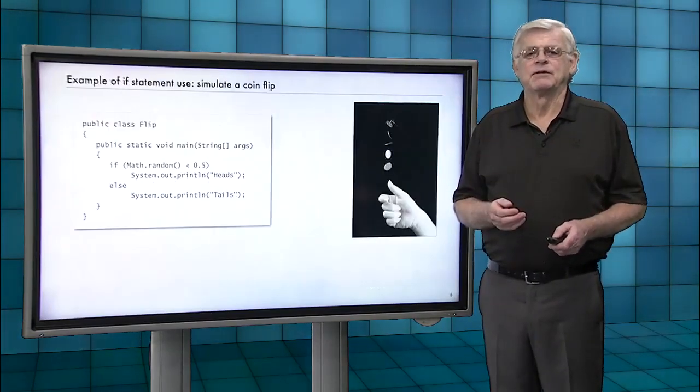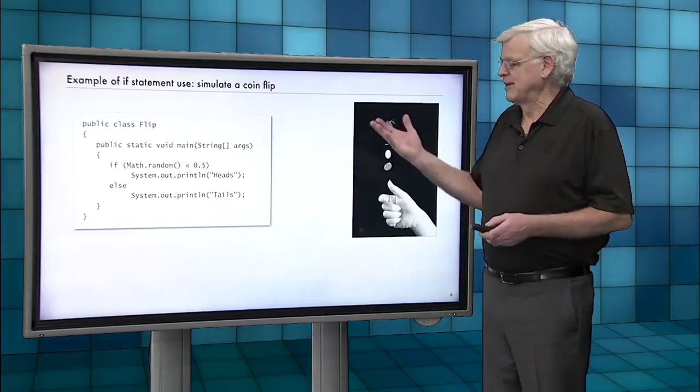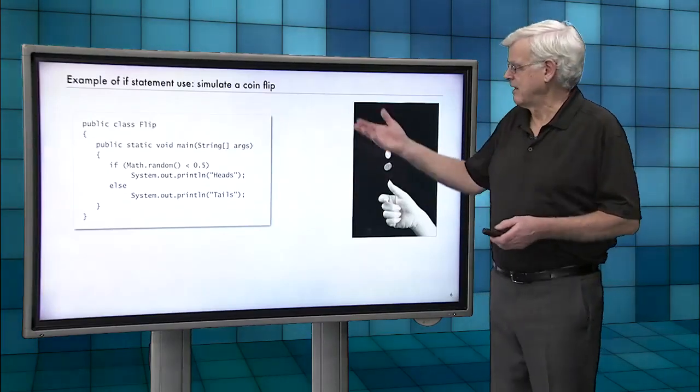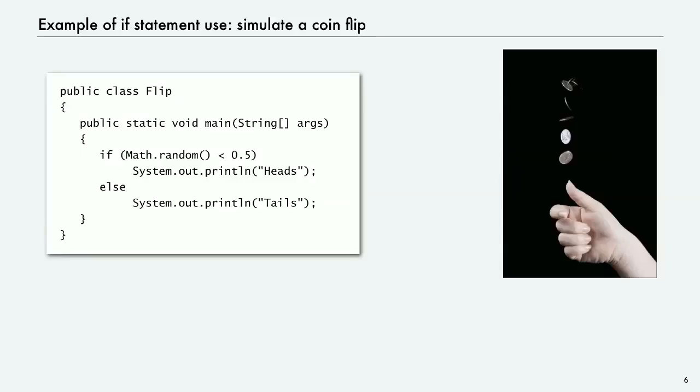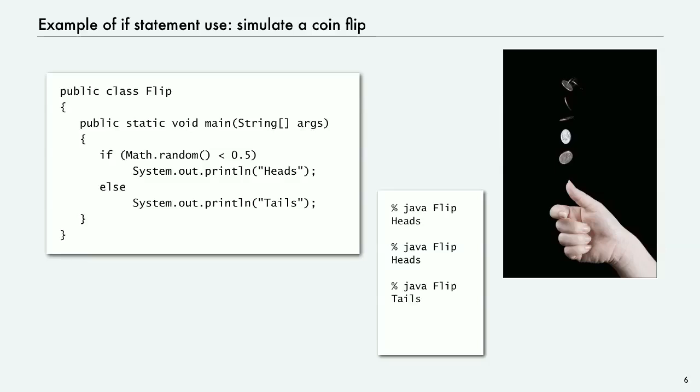That's the if statement. Here's an example of an if statement in a full program to simulate a coin flip. All we do is generate a random double value using Math.random, and if the result is less than a half, we print out heads, otherwise we print out tails. So each time we run this, we might get a different result. In this case, heads, tails, heads. Very simple use of an if statement.